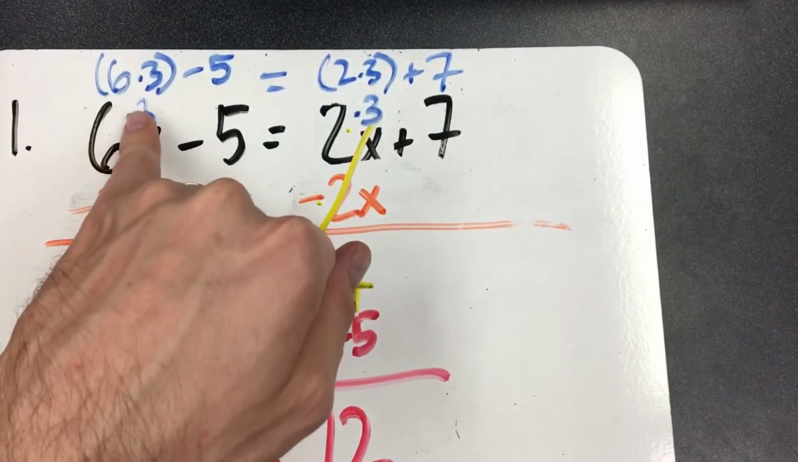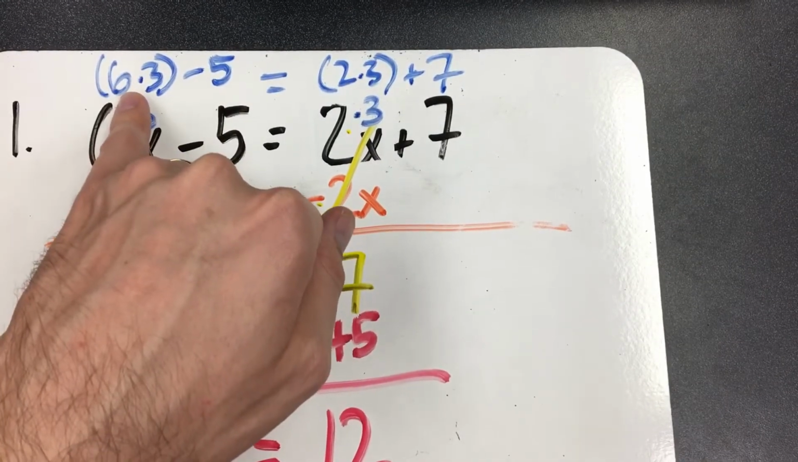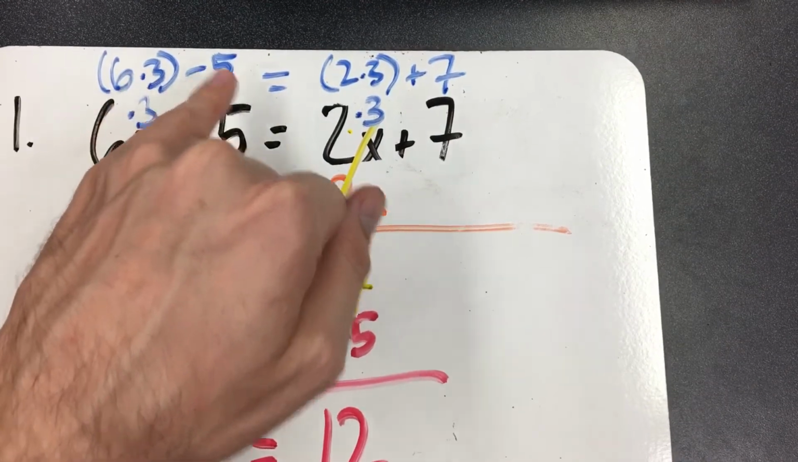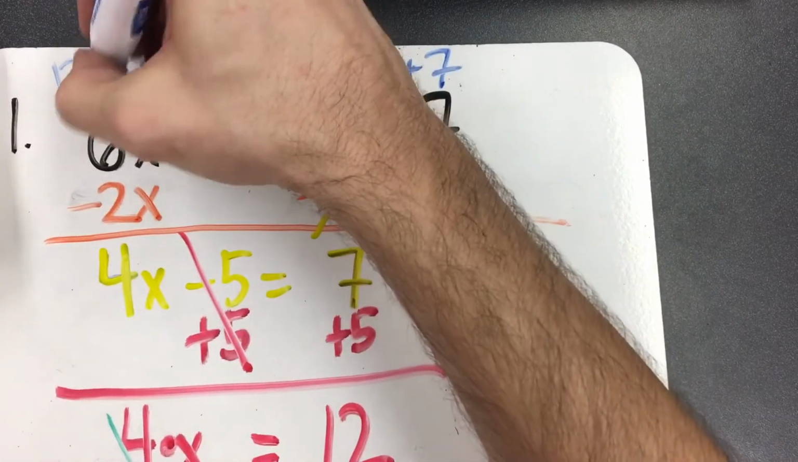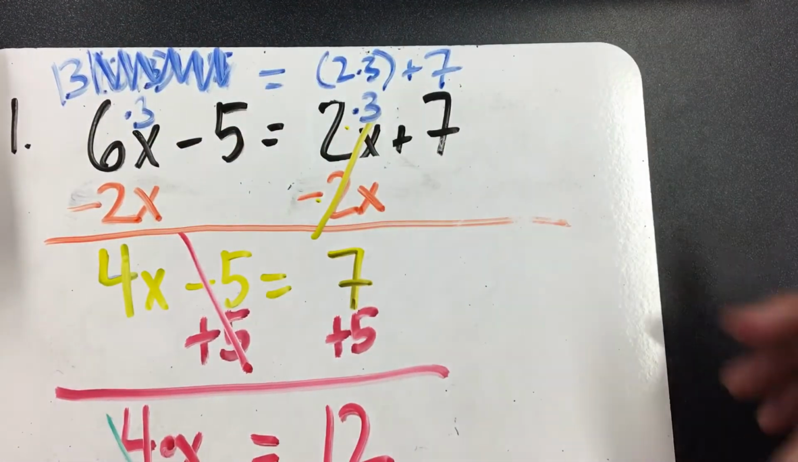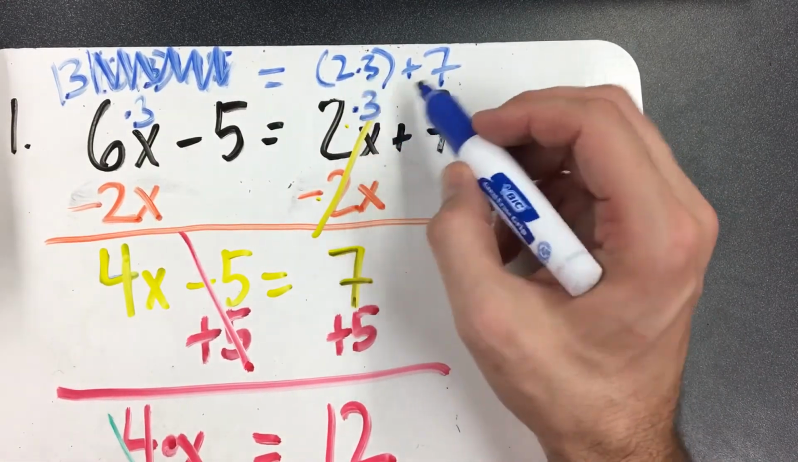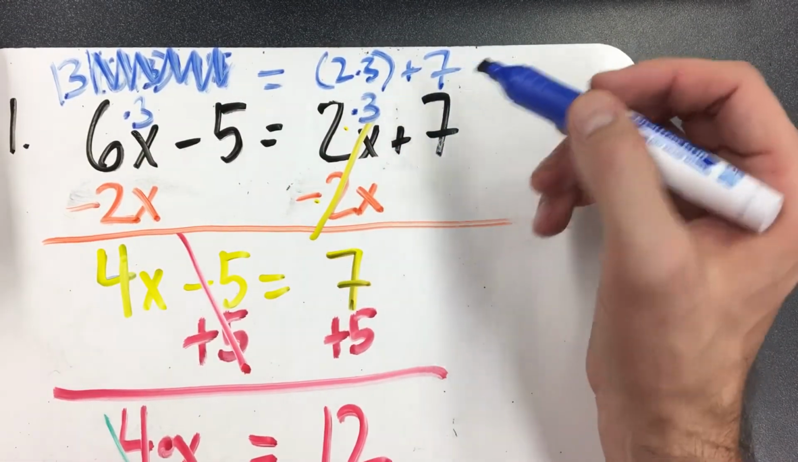So right here, 18 is what 6 times 3 is, right? 6 times 3 is 18. 18 minus 5, that is 13. I'm just going to erase that so it doesn't get in the way. That side is 13. Over here, I should get 13 as well. If I don't get 13, I know I've done it wrong.